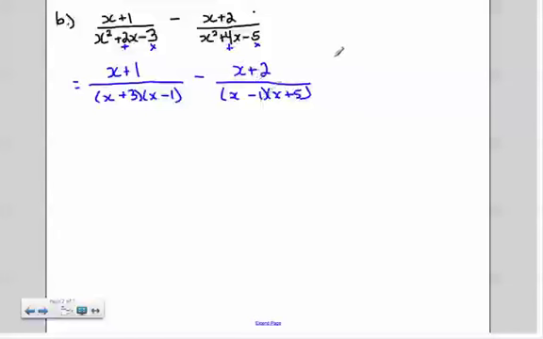Now I'm going to build my common denominator just like I did in the first one. So I'm going to look at my first rational, and my common denominator has to be at least as big as (x plus 3)(x minus 1). So it has to have both of those components. Now I come over to my next denominator and I'm going to compare. The denominator I use has to have an x minus 1.